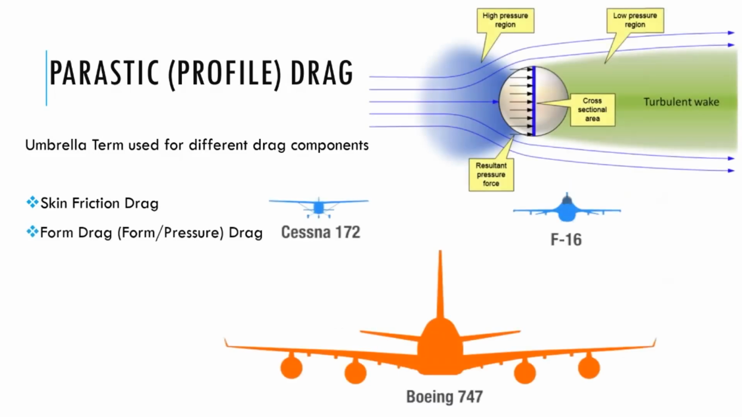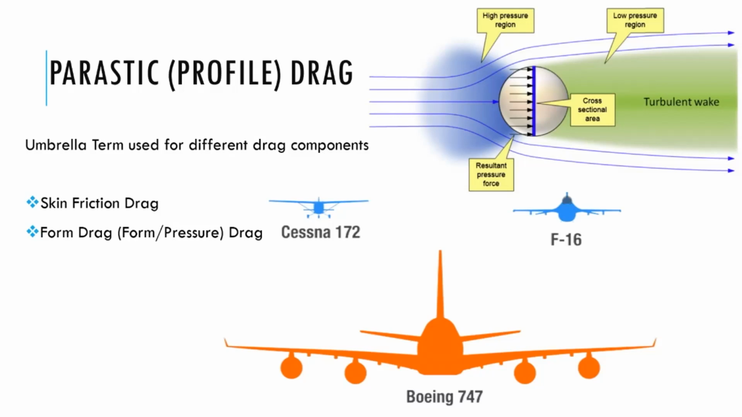Then we have form drag, also called the pressure drag. Here it is because of the cross-sectional area of the aircraft. So behind any body, based on the cross-section, there is going to be a wake, and that wake size determines the amount of drag which is created.